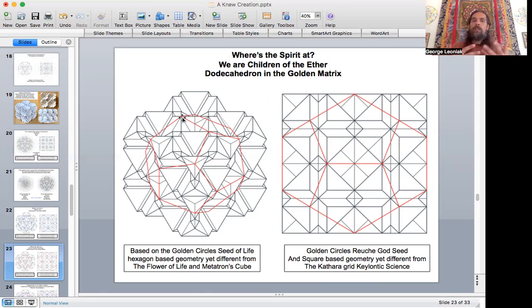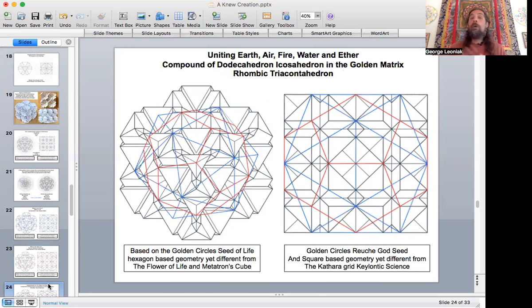This is so interconnected and interwoven with different forms. It's a little mind-boggling, but these phi ratio forms, the dodecahedron and icosahedron, and we are children of the ether. Where's the spirit? Well, we're infusing these things back into our cubic grid, okay? That's really what this is about, and why I've taken such great lengths to try and depict it.